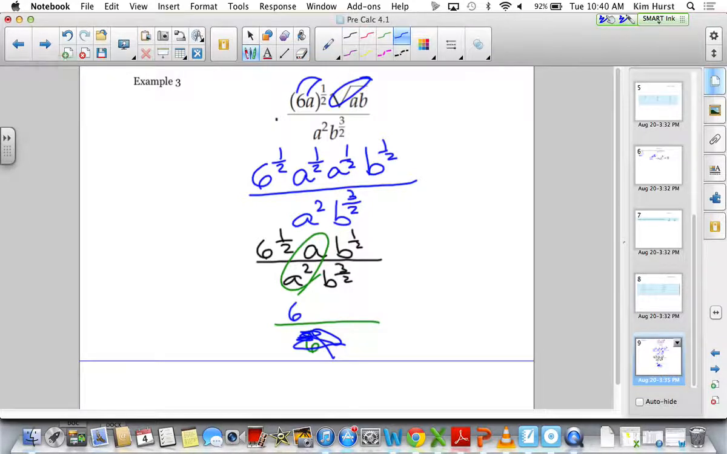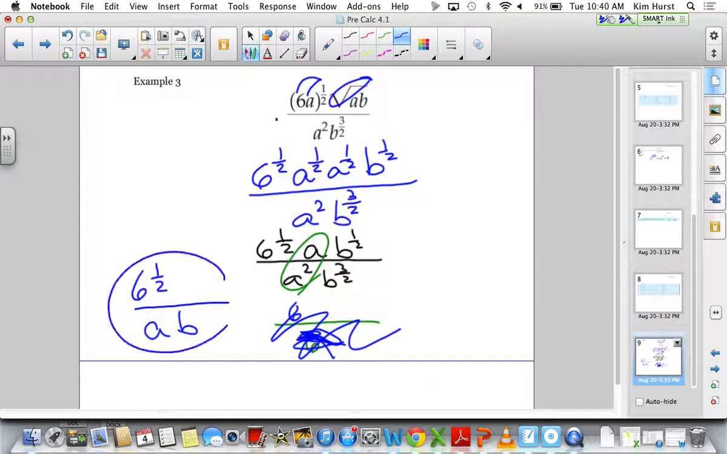All right, we're just going to cross all out and start over. Okay, so I have 6 to the 1/2 on the top, and then a to the first power will go on the bottom because 2 minus 1 is 1. And then this is going to be 3 over 2 minus 1 over 2, which is 2 over 2, so it's b to the 1 as well. So this is my answer. It could also be written like this. Okay? Either one of those are acceptable.